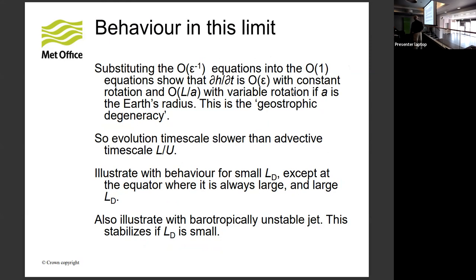I don't have time to go through that in an introductory lecture. What we find is that every calculation at order epsilon gave you the order one. This is called geostrophic degeneracy. When people first did this, they said, well, there's nothing to evolve at all, and it's very boring, so we need to do something else. But what it actually tells you is that even if the time scale is slower at order one, it's order epsilon to the minus something.